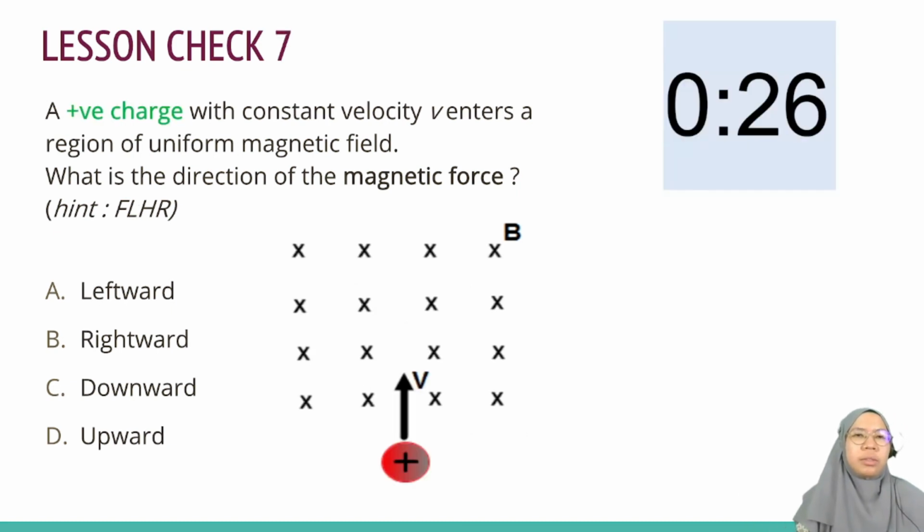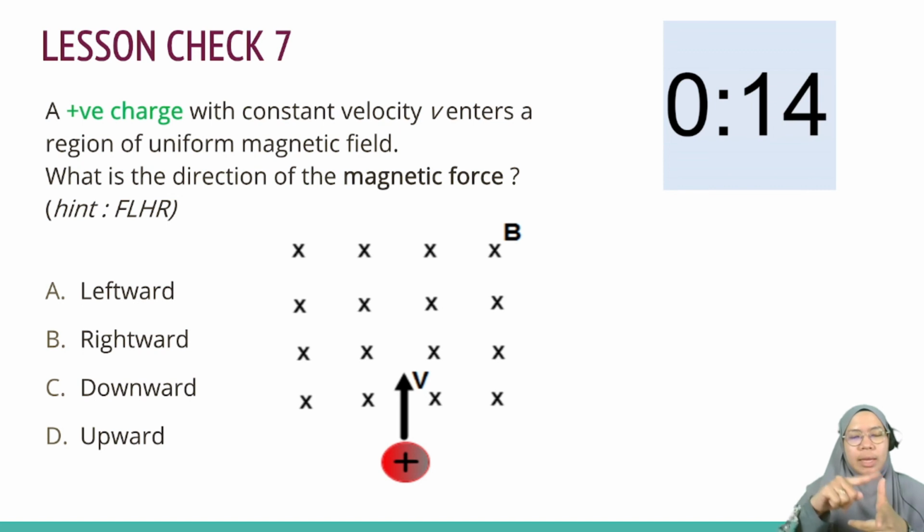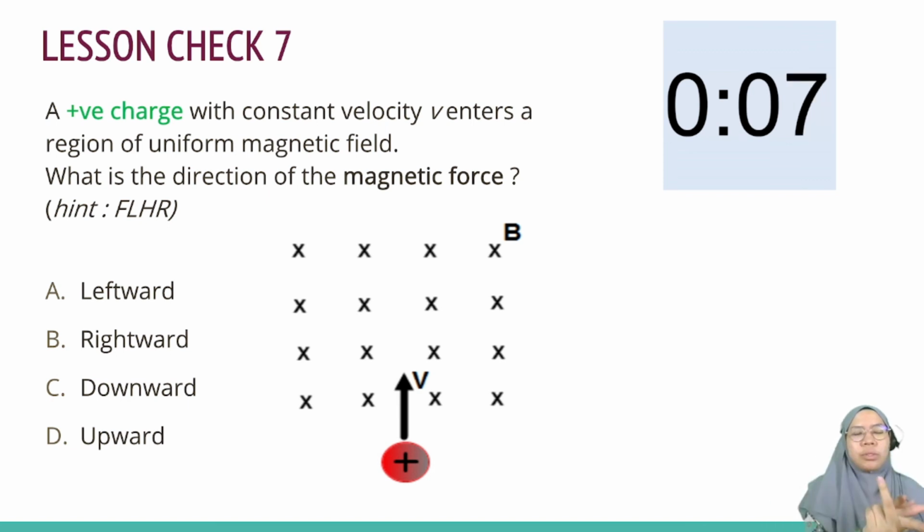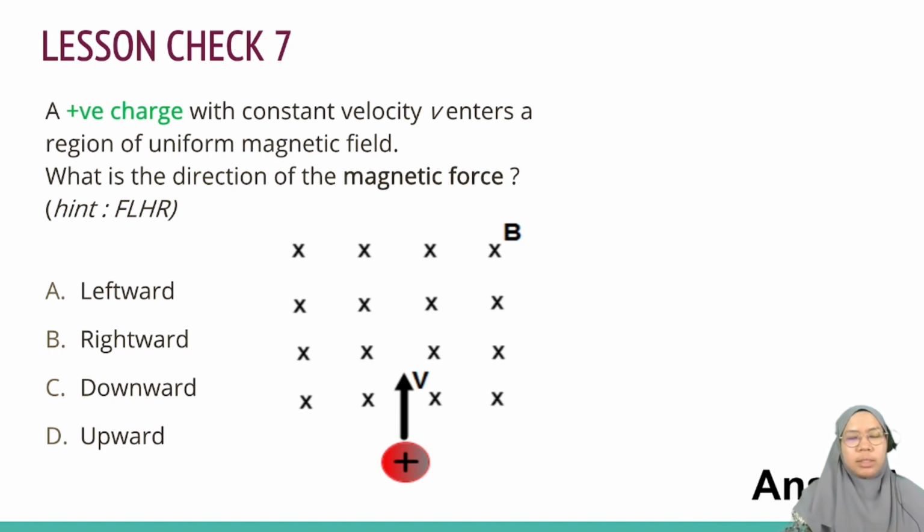Next, question 7. A positive charge going into the region, what is the direction of magnetic force? For the positive charge, we use Fleming's left hand rule. So F, B, V. We are trying to find direction of F. So B going into the page, V going up, so direction of force is going to the left, leftward. The answer is A.